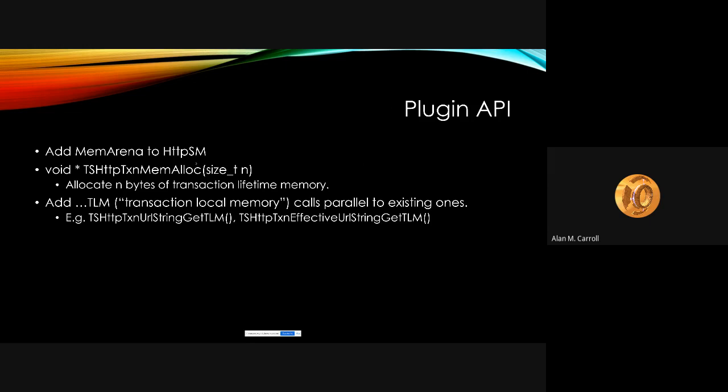So if a plugin needs a string for the duration of a transaction, it can call this, get n bytes of memory. It doesn't have to free, and it gets cleaned up naturally. There's a bunch of API that allocates memory, and then you have to remember ATS free. I'd like to add parallel ones to say, no, use the transaction local memory, and it'll just get cleaned up when we're done. And again, I'd like to do that.